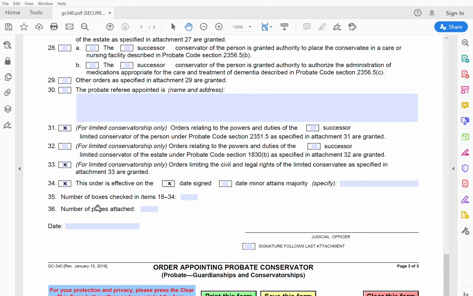So, number of boxes checked in items 18 to 34, I let the court worry about that. Number of pages attached, I let the court worry about that. And then this will be dated and signed by the judicial officer. Now, once again, I'm going to re-emphasize that checking the probate notes is incredibly important to make sure all of your forms and your conservatorship is going through and any concerns that the court brings up are addressed.